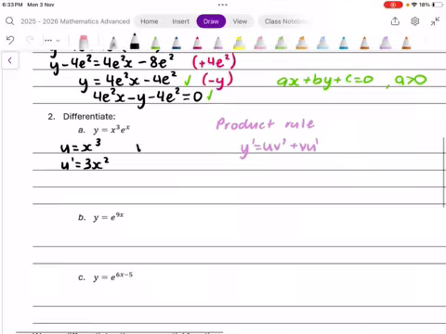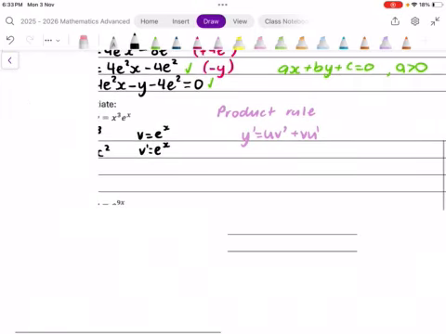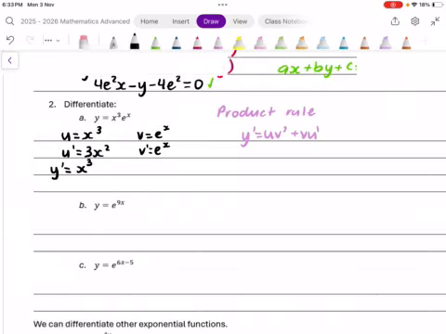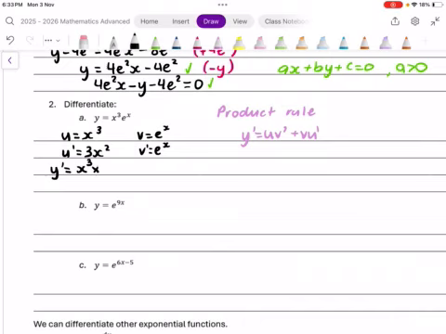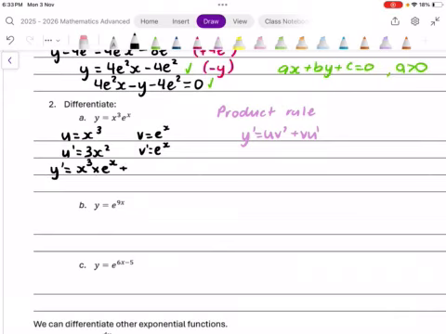We then just want to substitute these into our formula. So we'll have that y dash is equal to our u, which is x cubed, times by our v dash, which is e to the x, plus our v, which is e to the x, times by our u dash, which is 3x squared. I don't know why it keeps bugging out like that, sorry.